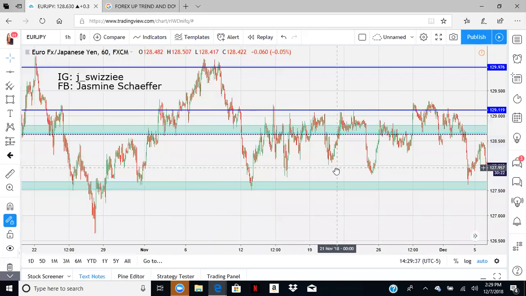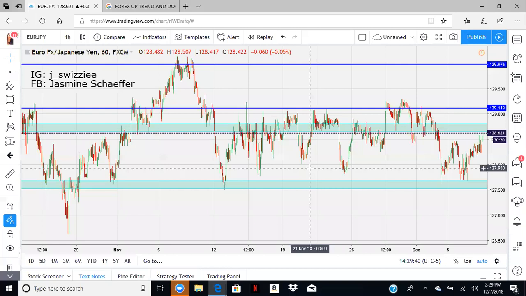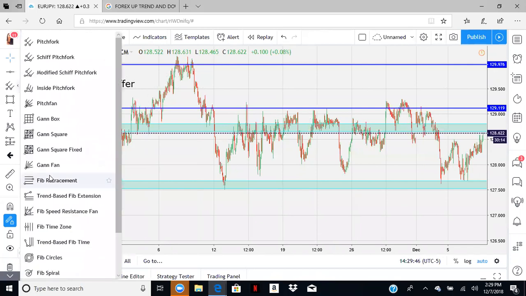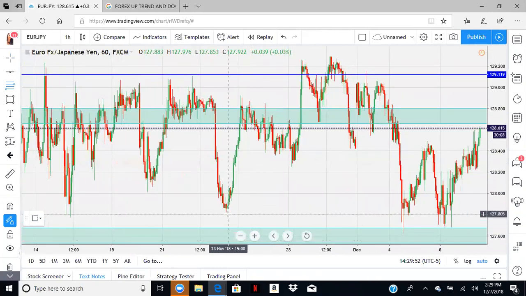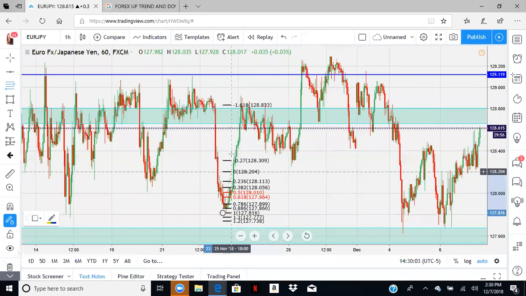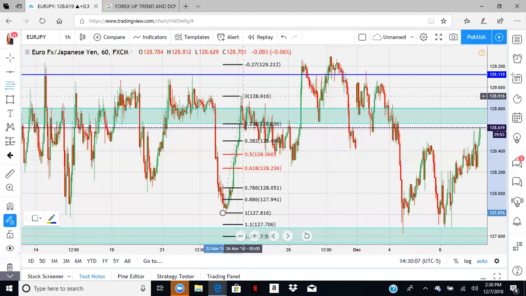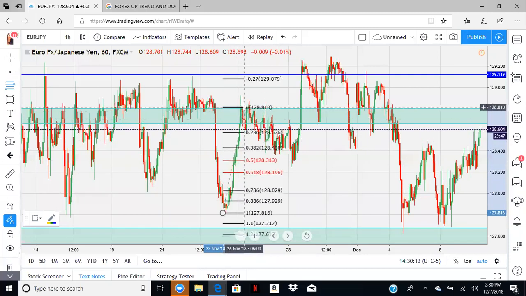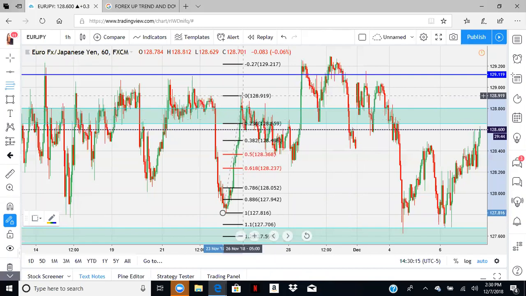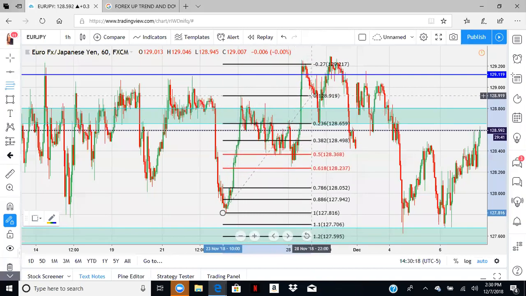All right. So because flags form after impulses and it gives you another impulse, fibs is really easy when it comes to flags. So what I'm going to do, let me zoom in. I'm going to measure the impulse and I'm going to go with momentum. This was an impulse to the upside, right? From the very bottom of the wick, I'm just measuring this huge buy from the very bottom of the wick to the top of the wick. Let me pull it out so you guys can see the numbers.